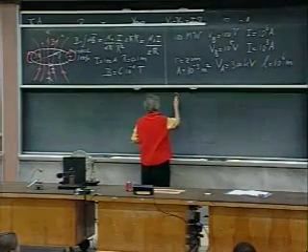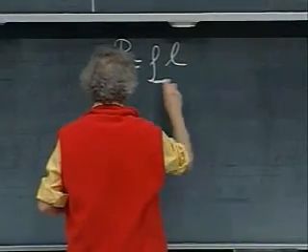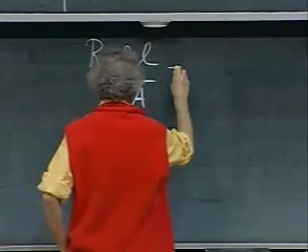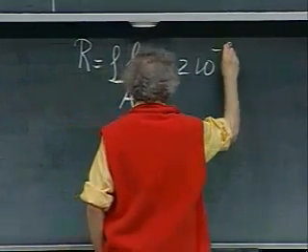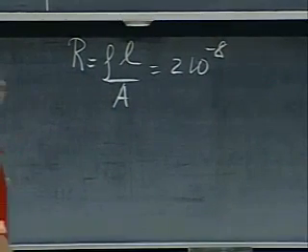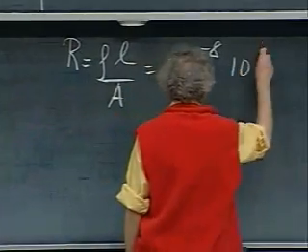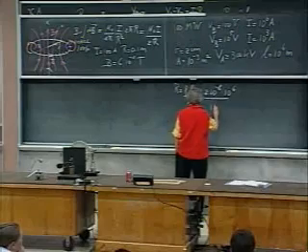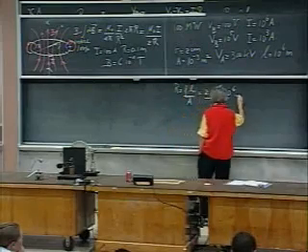Because that resistance R equals rho times L divided by A. If you take copper, that has a resistivity of 2 times 10 to the minus 8 SI units. We have a length of 10 to the 6 meters of the cable, and we have a cross-sectional area of 10 to the minus 3 square meters, so that 1,000-kilometer cable would only have a resistance of 20 ohms.